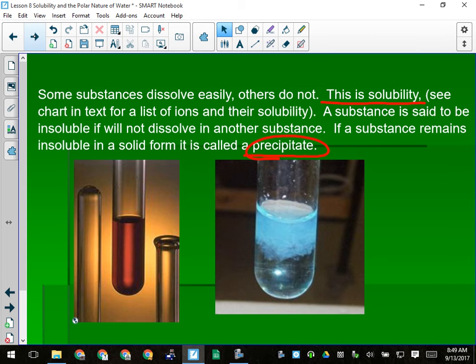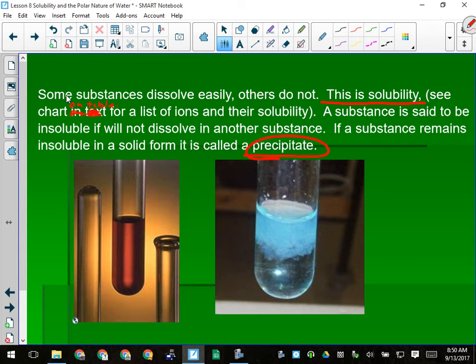So some substances dissolve easily, some don't. The degree to which they dissolve is called solubility. So that's your first term. The term solubility means the degree to which something dissolves in something else. Like it says here, chart in your text, it shouldn't say text, it should say on your periodic table, for a list of ions and their solubility. We'll go over that in a little bit.